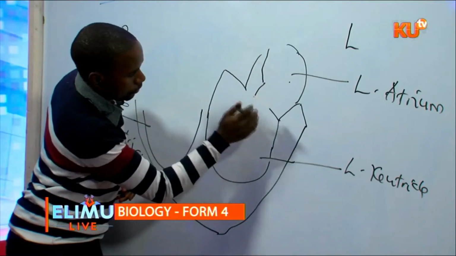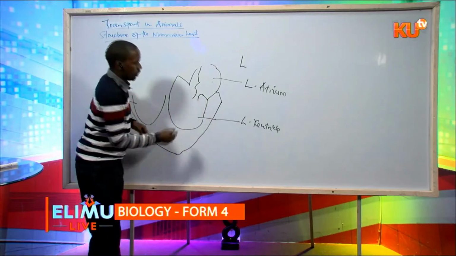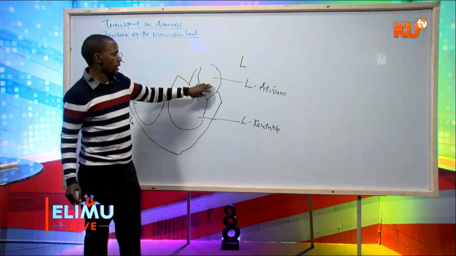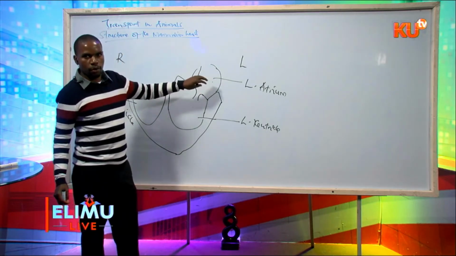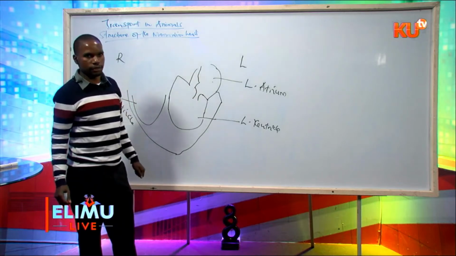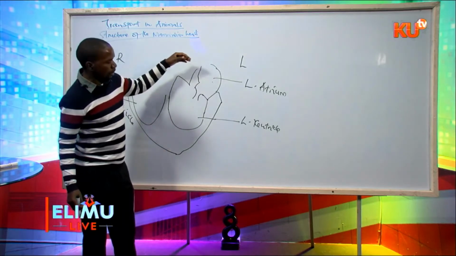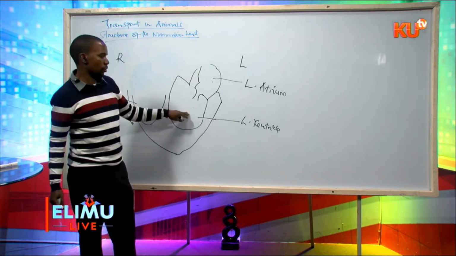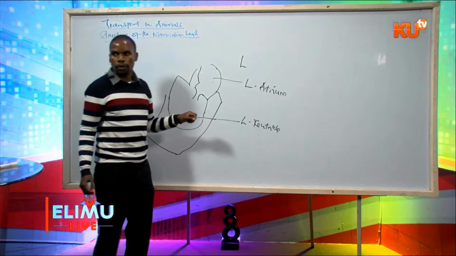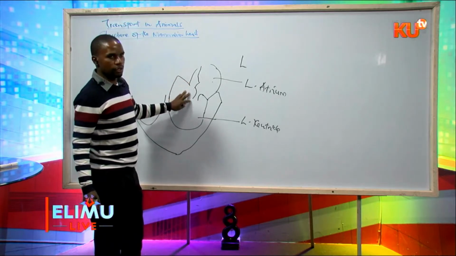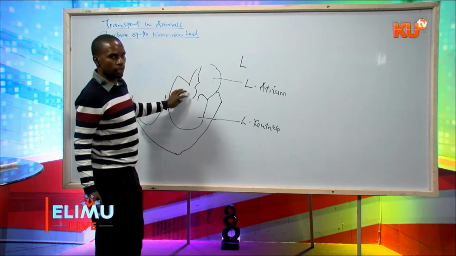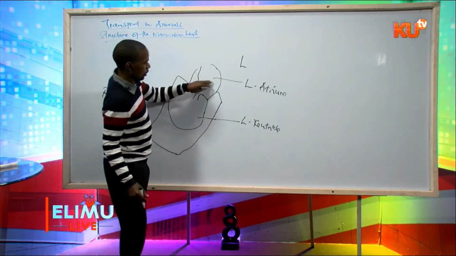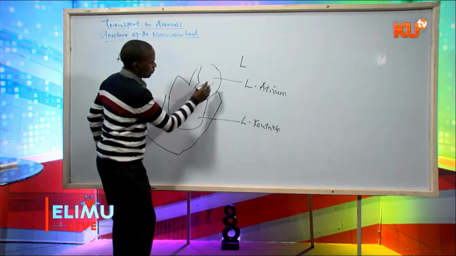So what is unique about the left atrium is that this is the region whereby the heart receives oxygenated blood from the lungs. So this is something that you ought to know. Remember, we are looking at the anatomy of the heart, and as I've said, when you are looking at the anatomy of something, you are looking at something that is not yours. So this is the left atrium.